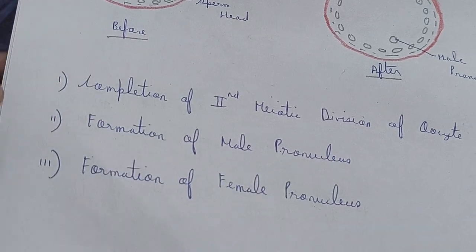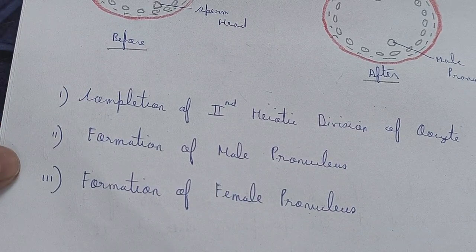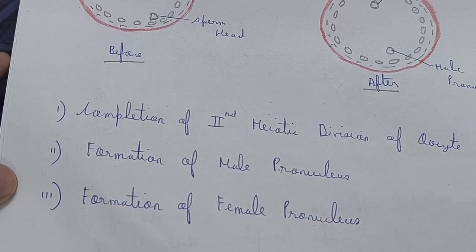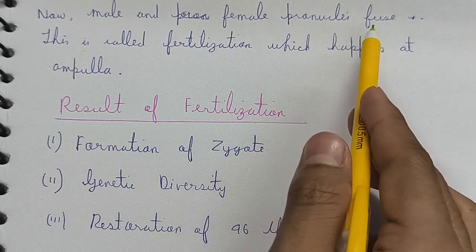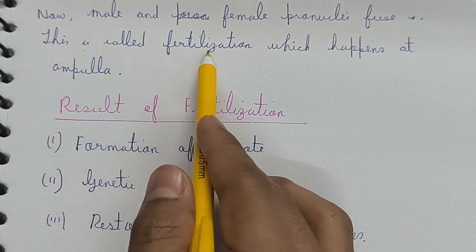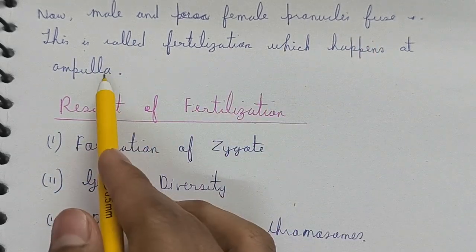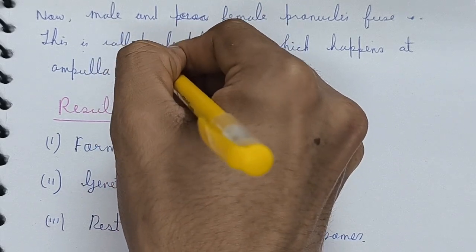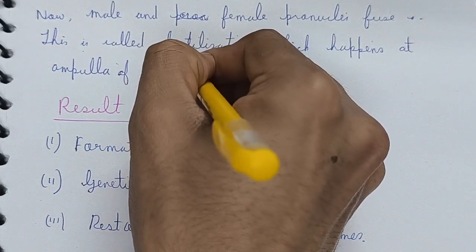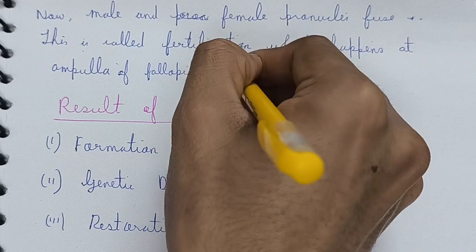Now the fusion of male and female pronuclei will take place, and this is known as fertilization. You can see that male and female pronuclei fuse, and this is known as fertilization, and this is done at the ampulla of the fallopian tube.